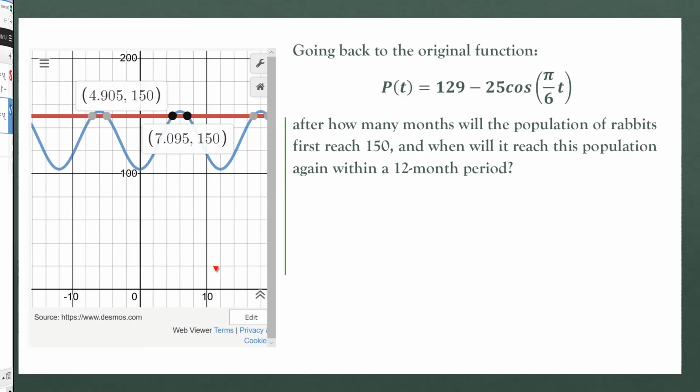Okay, so now that we've seen the graph, we have an expectation of what the solution should be. We should be seeing a population of rabbits reach 150 after 4.905 months, and then a second time after 7.095 months after January. So how do we algebraically do this?